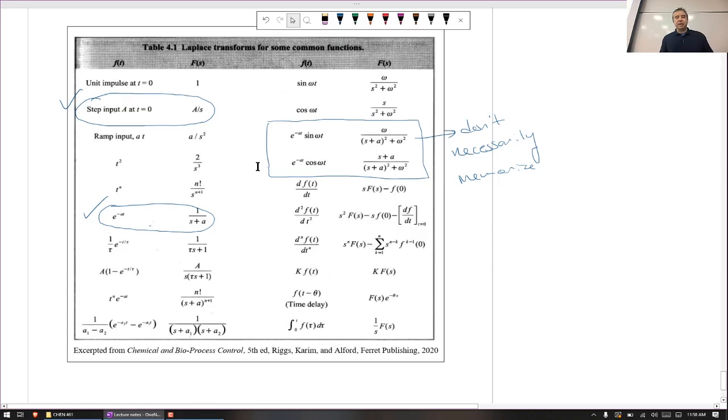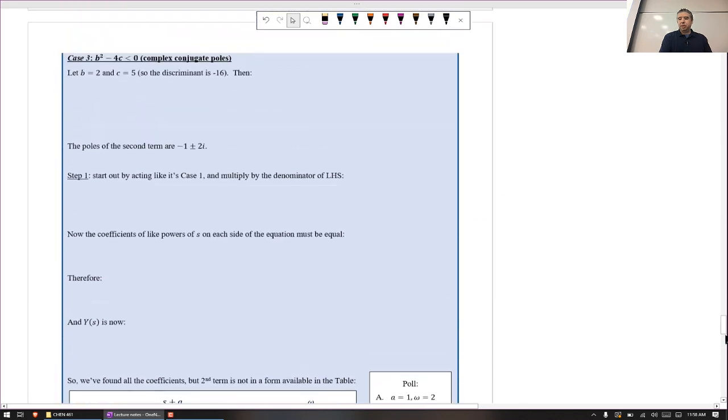Okay, I do want to get into the example problem, so let me get back to the partial fraction expansion, and then we'll get to the example problem. Okay, where were we?